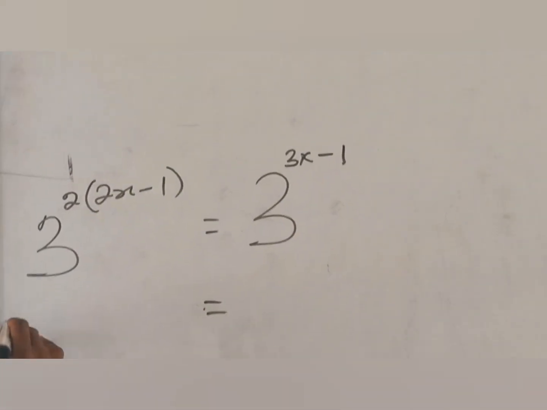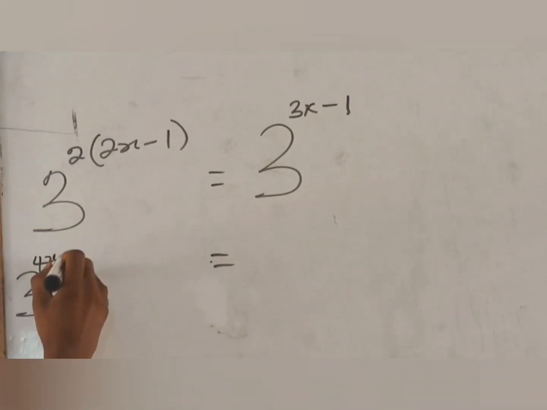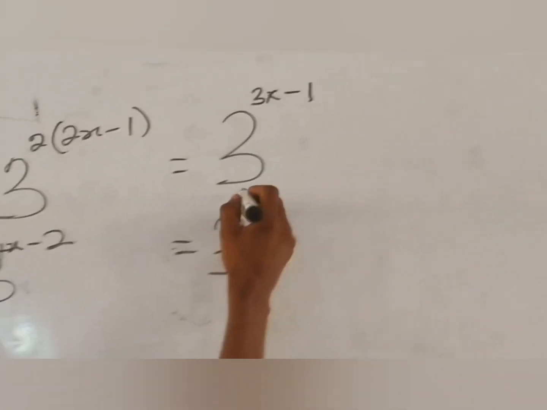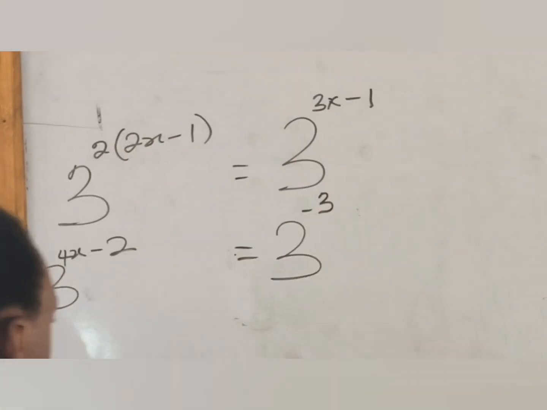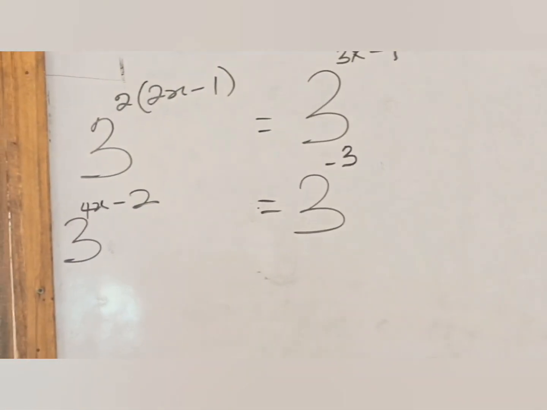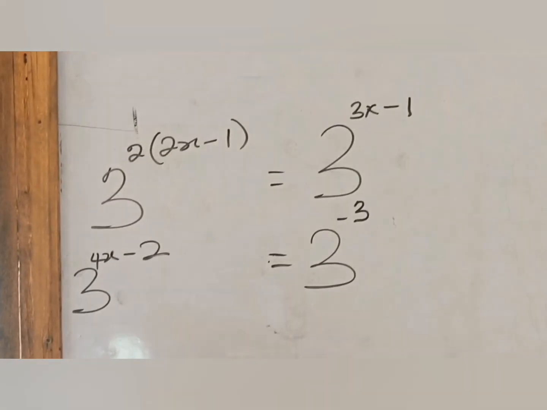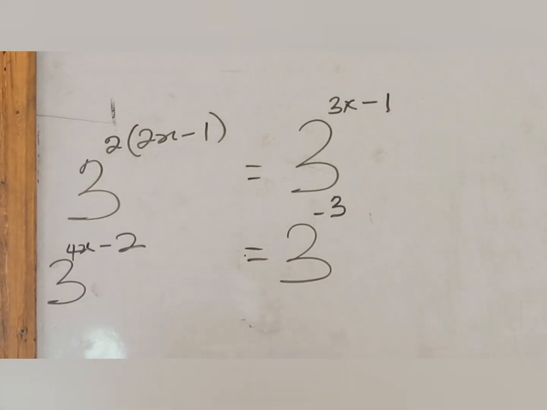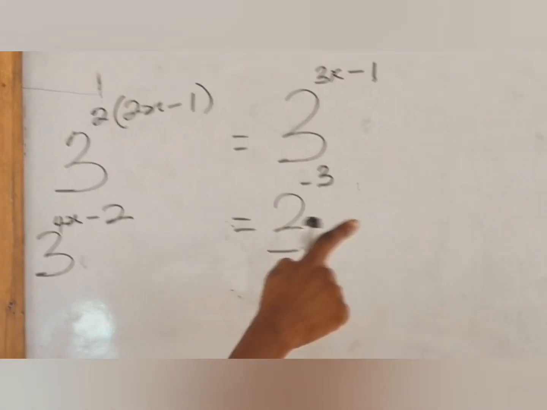We have 3 to the power 4x minus 1, 2. 3 to the power negative 1, 3. We said that when the bases, law 10, when the bases are what? The same. What do you do? You equate the power. So when the bases are the same, we equate the powers.